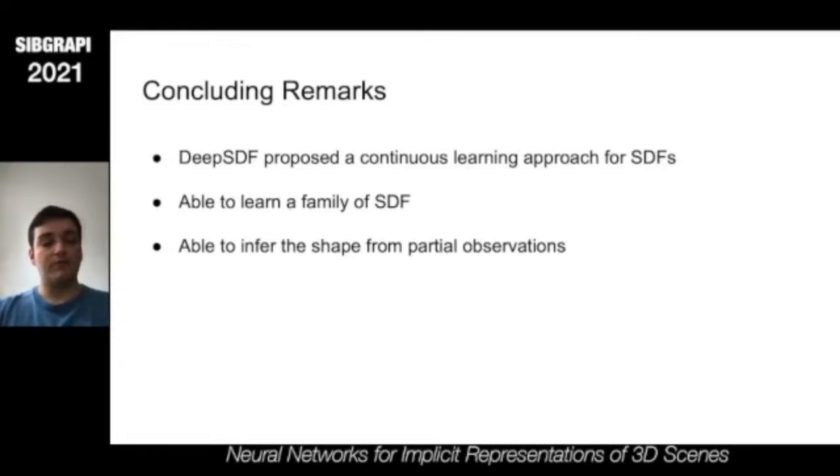And one of the results that we did not mention here in this presentation is that DeepSDF is also able to infer the shape given only partial observations. So we don't need to sample the domain at inference time very densely. We can provide a snapshot with few samples, and DeepSDF is able to reconstruct the original model from that.